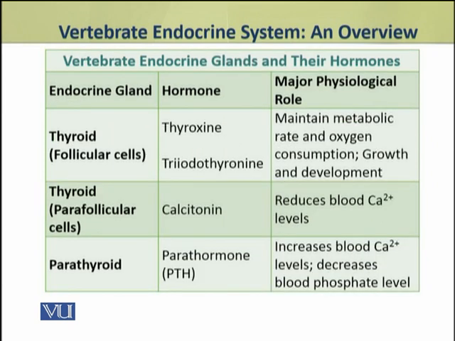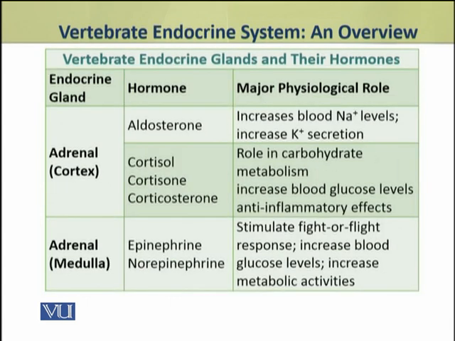Dear students, the next endocrine gland is the thyroid gland. The thyroid gland has 2 types of glandular cells. The follicular cells produce 2 hormones, thyroxin and triiodothyronine, while the parafollicular cells of the thyroid produce 1 hormone that is called calcitonin. The next endocrine gland of vertebrates is the parathyroid gland. This produces one hormone which is called parathormone.